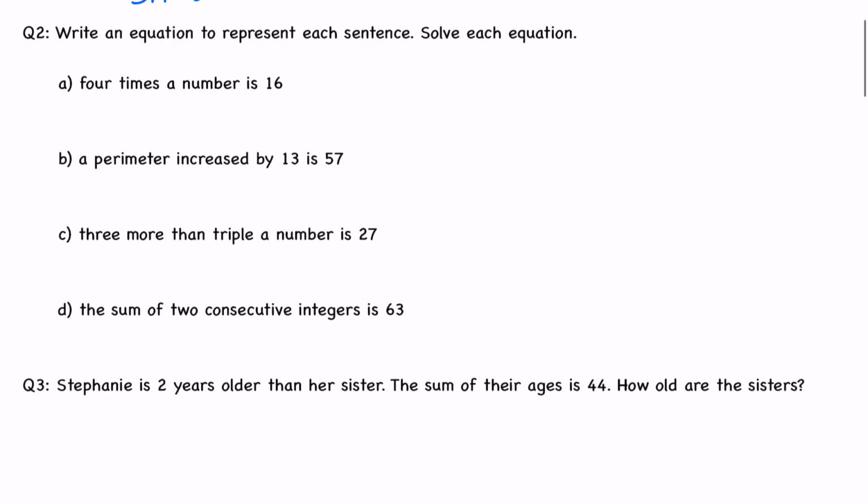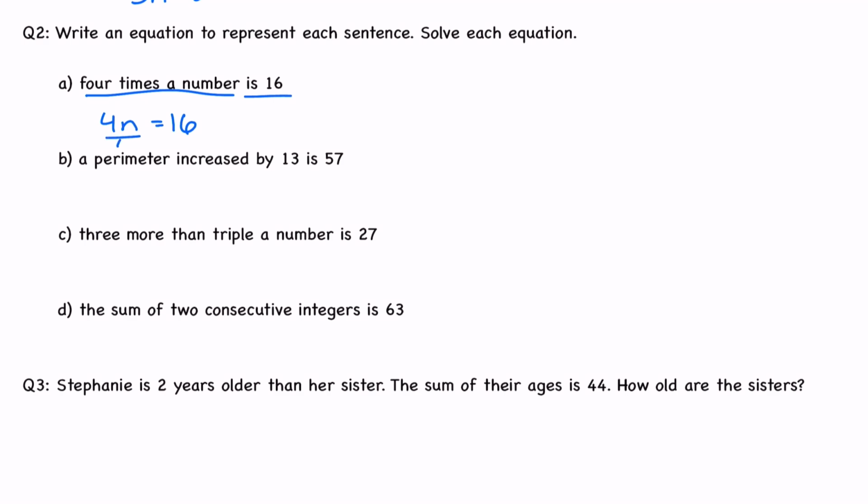Now we need to write an equation to represent each sentence and then solve the equation. So 4 times a number, we're still letting n represent a number, and that is going to equal 16. So 4 times some number is going to equal 16. And how do we solve this? Well, we need to solve for n, so we need to isolate n. But n is being multiplied by 4, so to get rid of multiplying by 4, you need to do the opposite, which is dividing by 4.